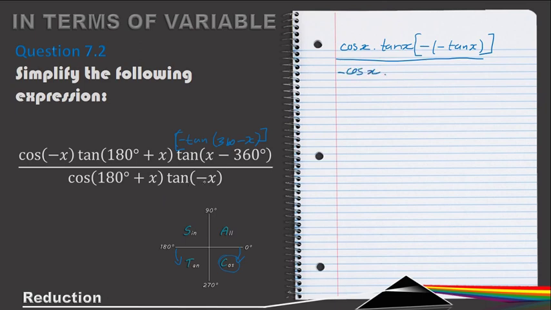And then tan minus x, so negative x or minus theta is in this quadrant, so this is going to be minus tan x. Okay, and then let's see what we can cancel. We can cancel the coses, we can cancel the tans, and then this minus times a minus is a plus, and this minus times a minus is a plus. So we're basically just left with tan x.